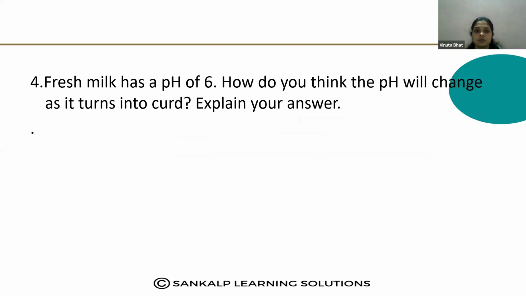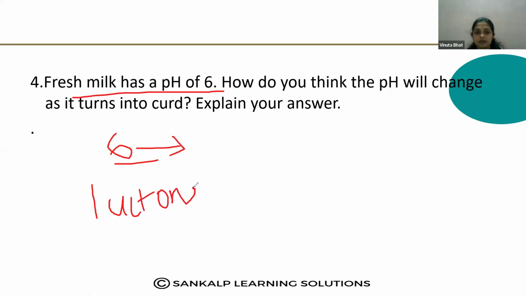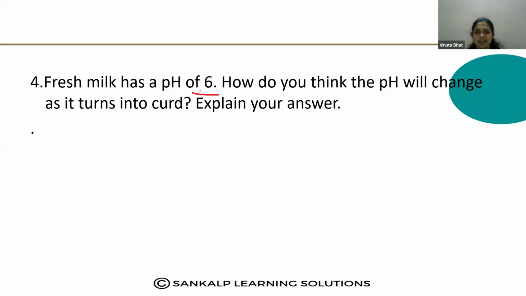Fresh milk has pH 6. How do you think the pH will change as it turns into curd? Explain your answer. So the fresh milk has the pH 6, that is slightly acidic, so that is acidic in nature. The milk contains lactose sugar, and it is slightly acidic, which is not more acidic.